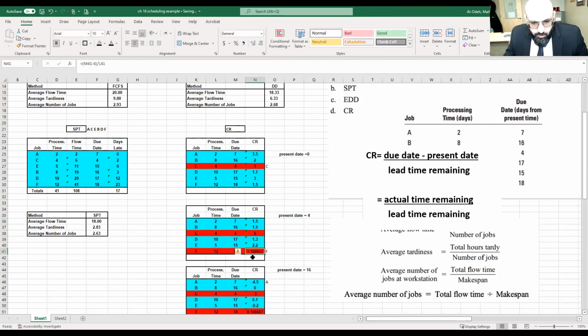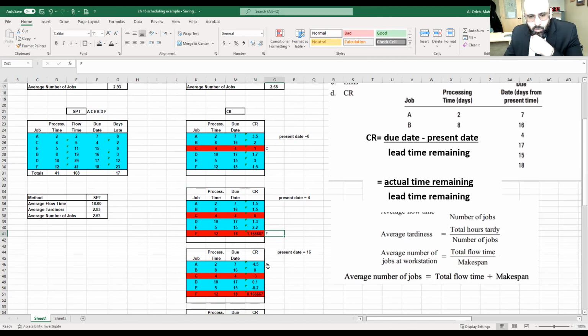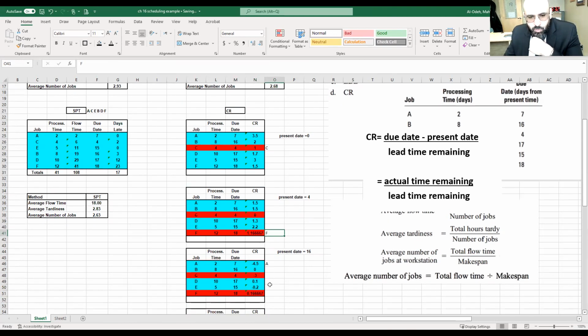The due date, for example, for F is 18 minus the present date, which is 4, divided by 12. That will give you 1.16. Based on the CR, the second job should be F. So now the sequence would be C, F, and now let's ignore both C and F and move on with the rest of the jobs by calculating the CR.